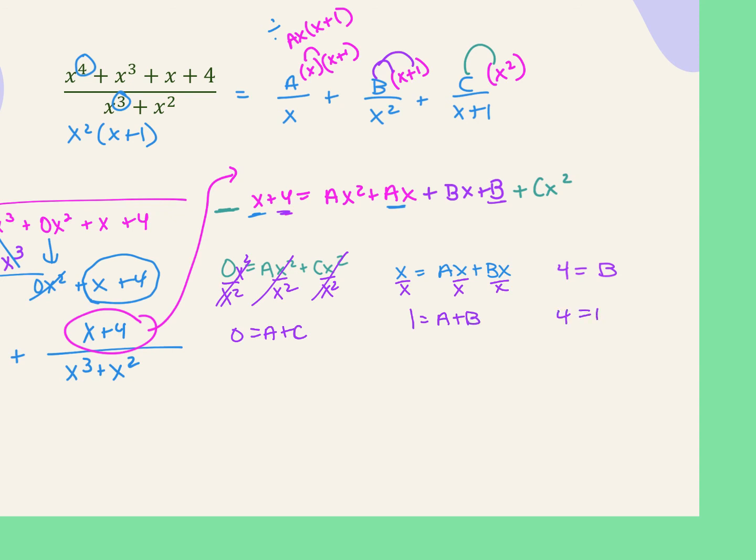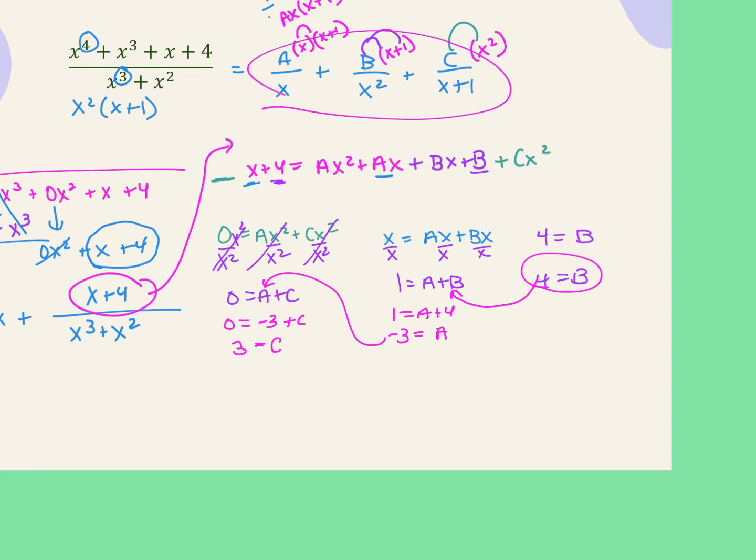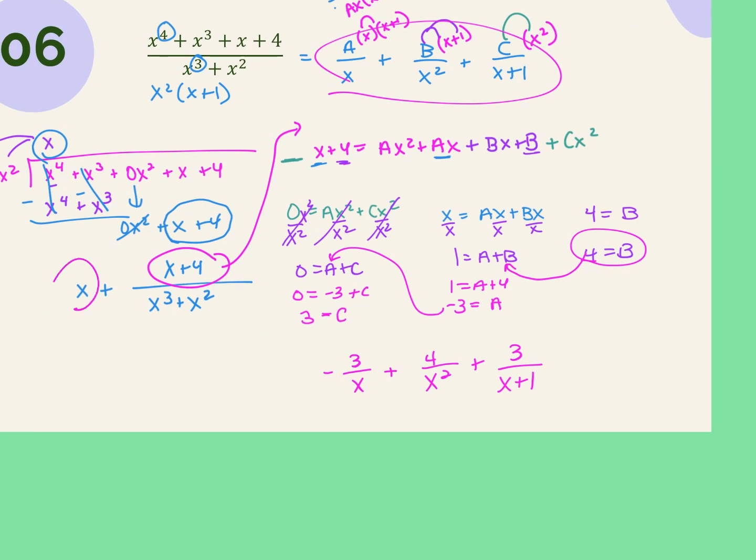And then the last one is the one that's already solved, and b is 4. Take this, plug it in here, and I get 1 equals a plus 4. A would equal negative 3. Take the negative 3, plug it in here, and c is 3. Then come back up to the top to plug it in. So negative 3 over x is the a. B is positive 4 over x squared. And c is positive 3 over x plus 1. Don't forget about the x that you took out at the beginning.